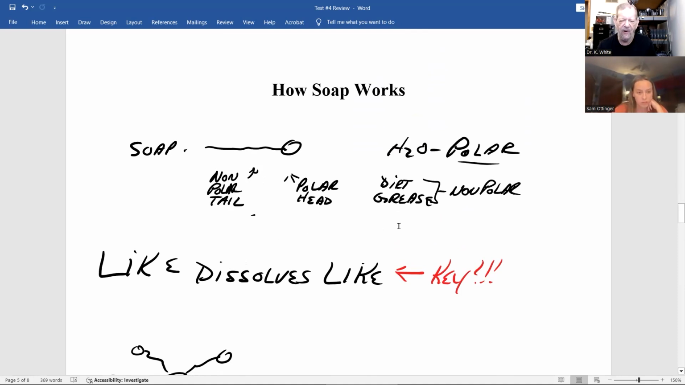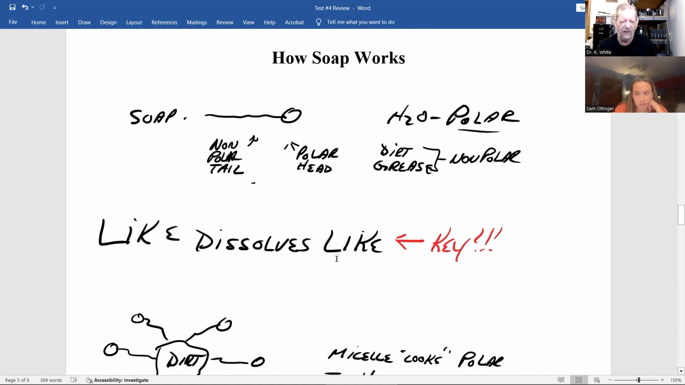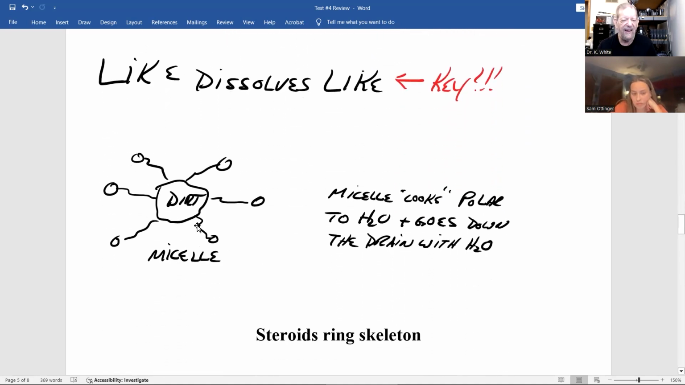So water's polar, dirt and grease is nonpolar. The key you should know: like dissolves like. See, it even says on their key. And if you have a dirt particle, you should know how to draw this: nonpolar tails toward the dirt, polar head on the outside, and that's called a micelle. And the micelle now looks polar to water, and they go down the drain together.